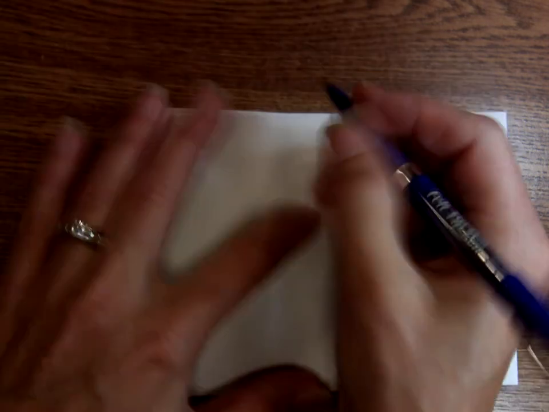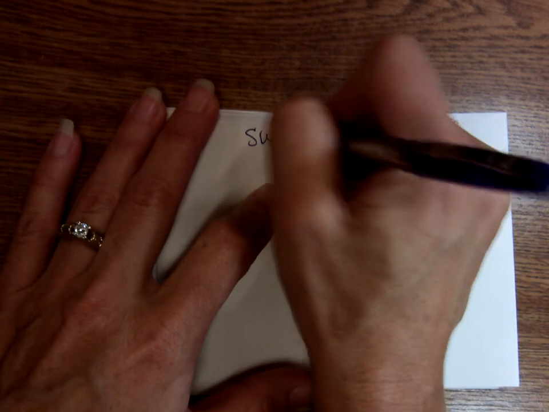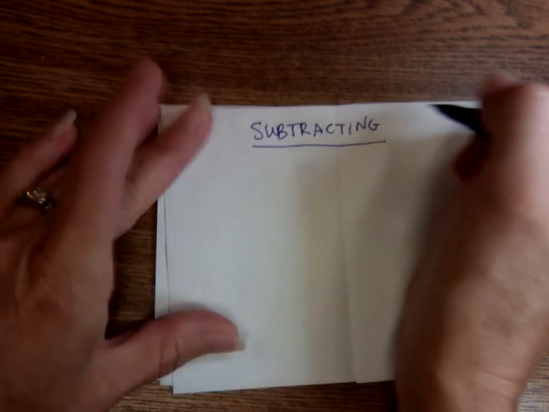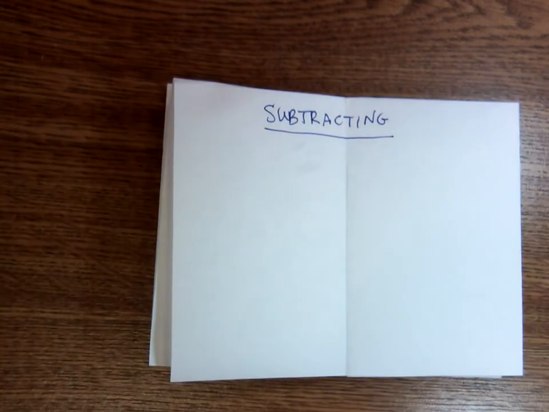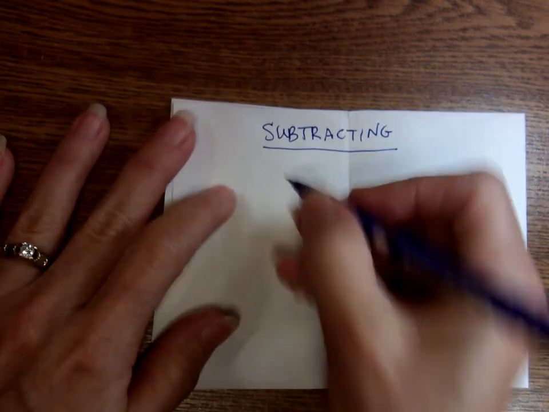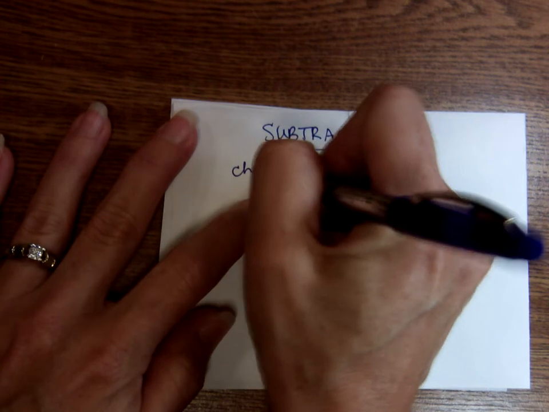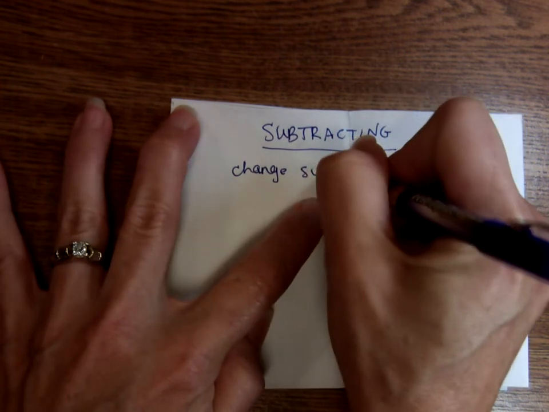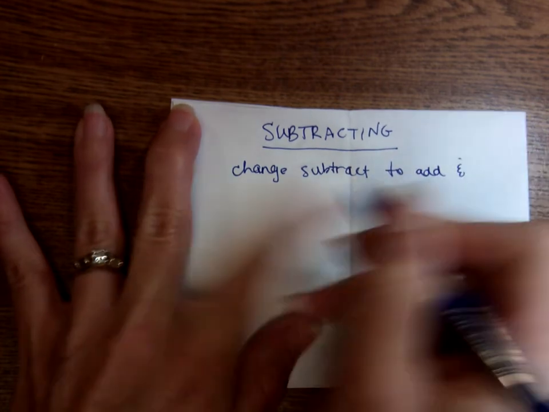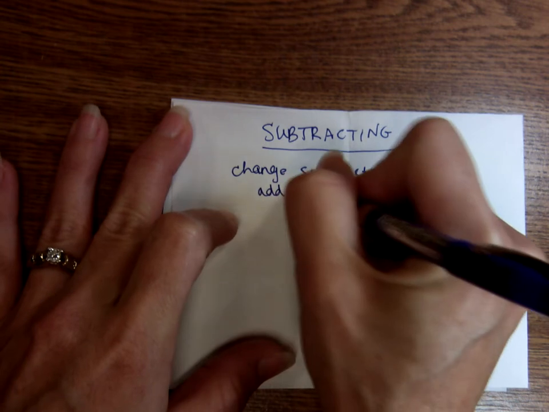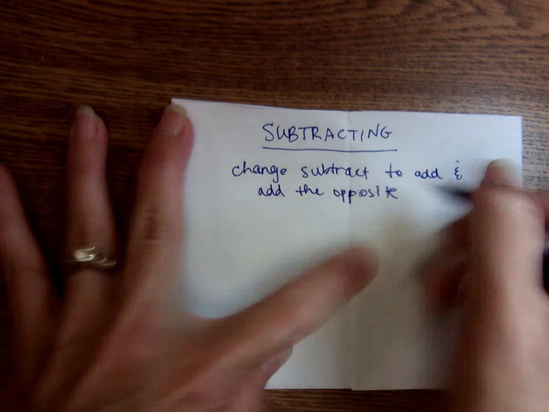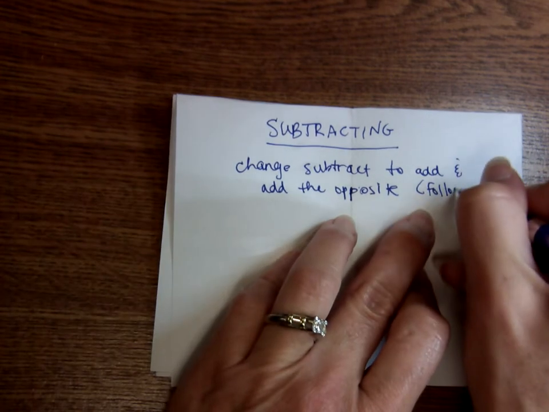Our next page is subtracting. And with subtracting, we want to change it to an addition problem because addition with integers is much easier. So we are going to change the subtraction, subtract, to add, and add the opposite. Once we're finished with that, then we just follow the adding rules.